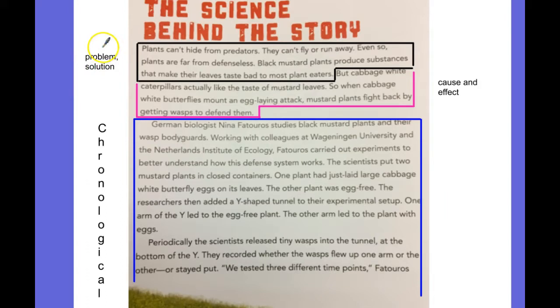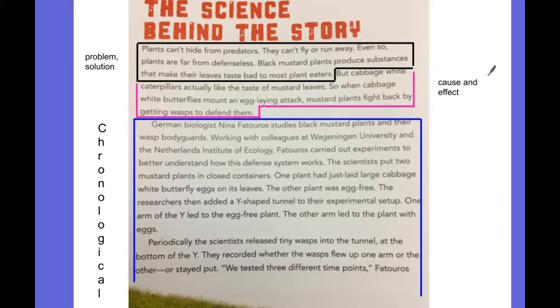So this top part is problem solution. Like, plants can't hide from predators. That's the problem. So what do they do? They protect themselves. It produces things that make the leaves taste bad. Problem solution. But then we have, but cabbage white caterpillars actually like the taste of mustard leaves.